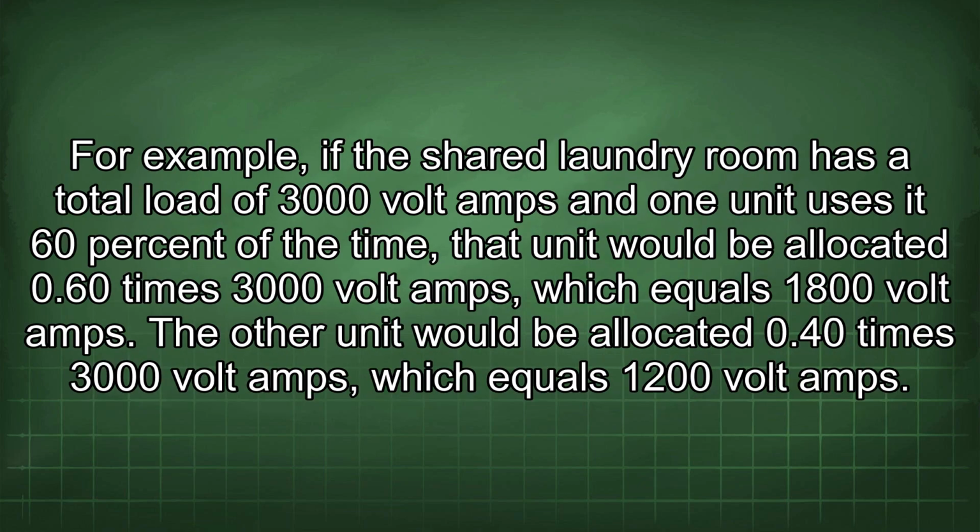For example, if the shared laundry room has a total load of 3000 volt amps and one unit uses it 60% of the time, that unit would be allocated 0.60 times 3000 volt amps, which equals 1800 volt amps. The other unit would be allocated 0.40 times 3000 volt amps, which equals 1200 volt amps.